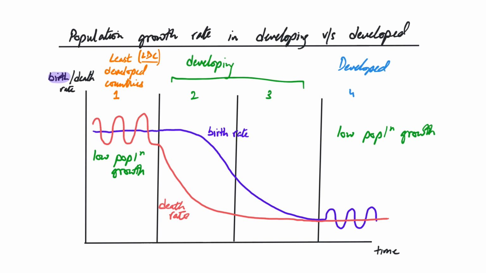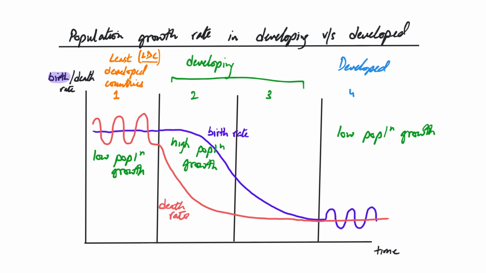because either the birth rate and the death rate are too high or the birth rate and the death rate are too low. The highest population growth is here. You have a high population growth because there's a big difference between the birth and the death rate.